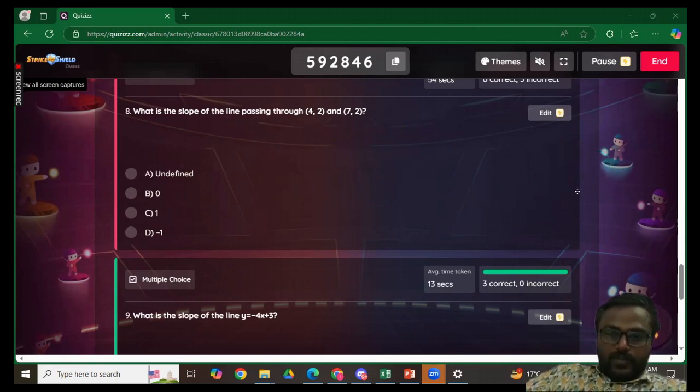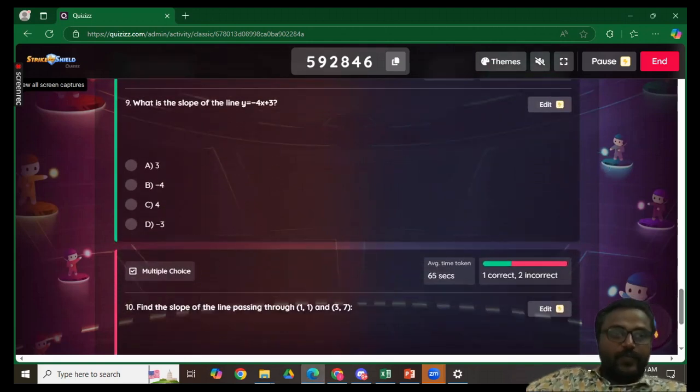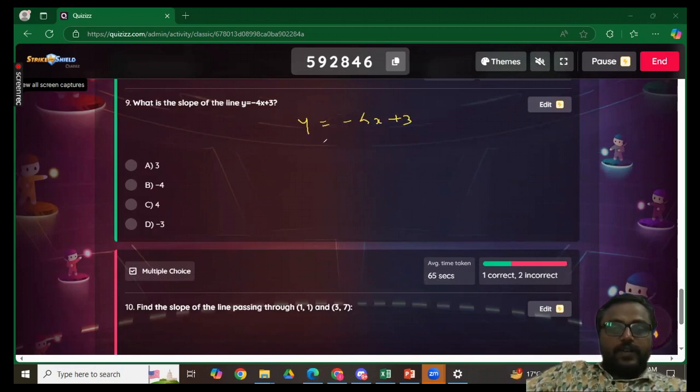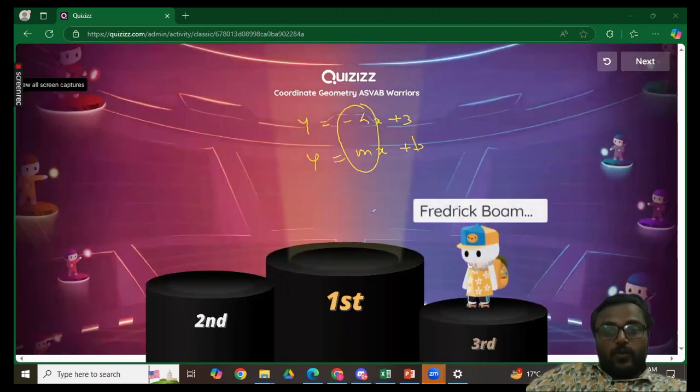So the next question says y is equal to negative 4x plus 3. Again, just equate it to mx plus b. So what is the slope? You just find the number which resembles m, which is negative 4.